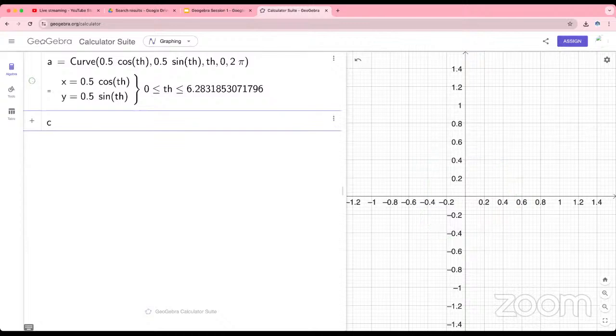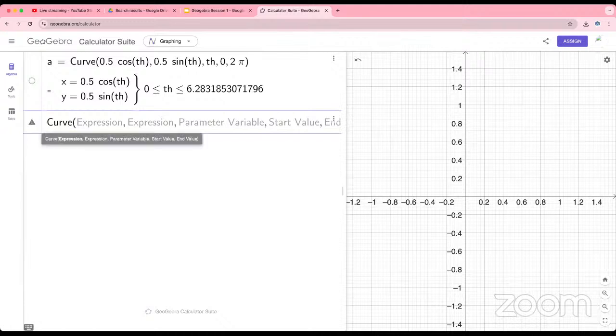So in the curve command, I have to tell how the x expression is changing and how the y expression is changing for a 2D plane, and then you will use one parameter. Let's say in the previous command, I have used th as the parameter, and then you have to tell its starting value and an end value. So let's say if I write here t, where the change in x is t and the change in y is, let's say, t square.